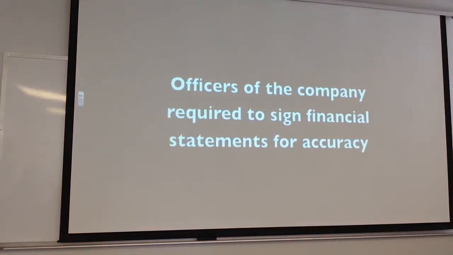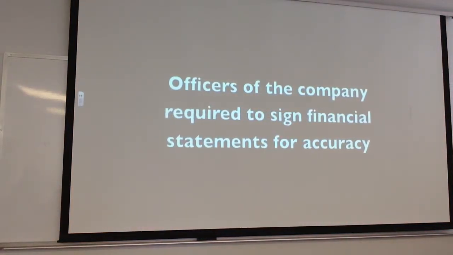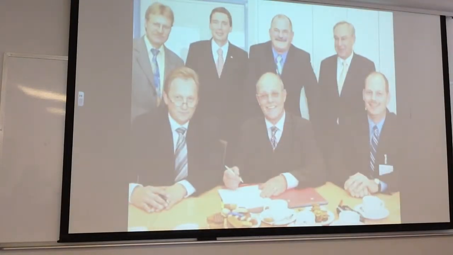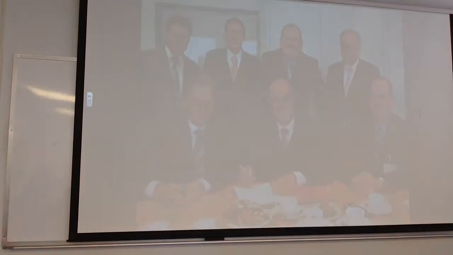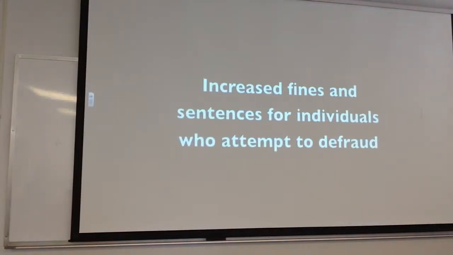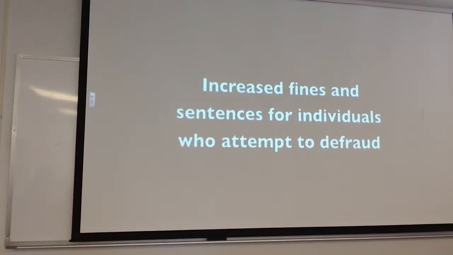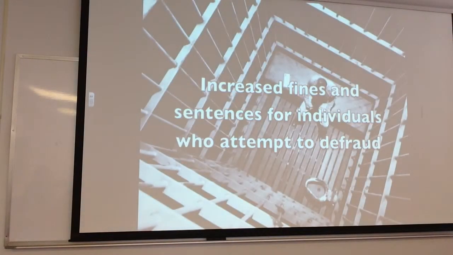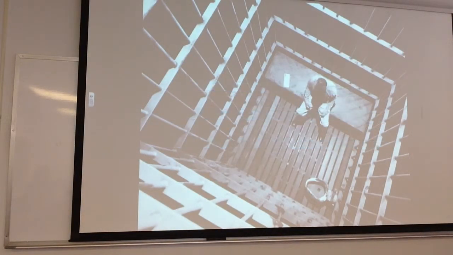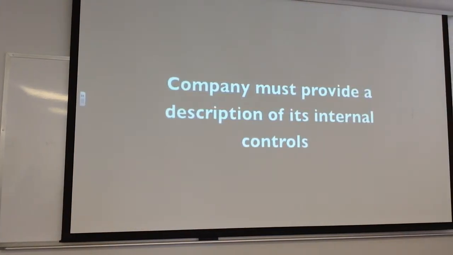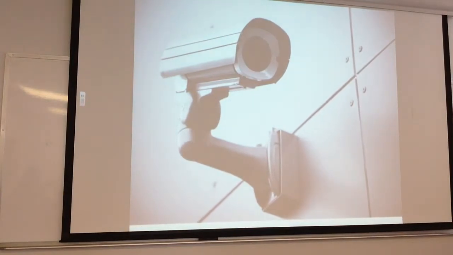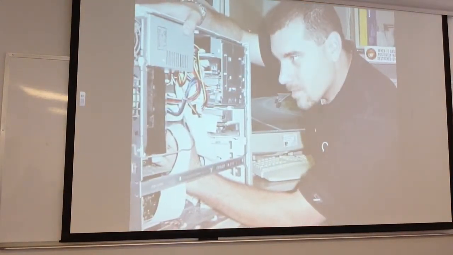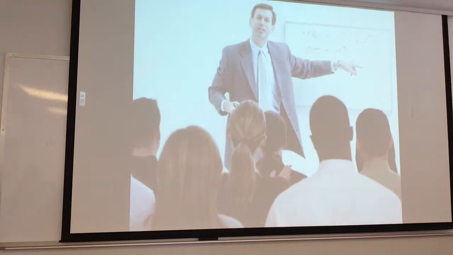First, officers of the company are required to sign financial statements for accuracy. This holds them personally accountable for any misrepresented data. Second, an increased fine and or prison sentence was set for individuals who attempt to defraud investors or misrepresent actual figures. Third, the company must provide a description of its internal controls. This is an attempt to increase the confidence of the public in that organization, while allowing them to gain an insight into the company's procedures.